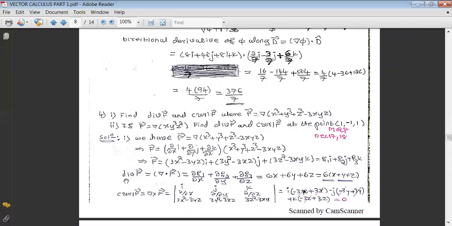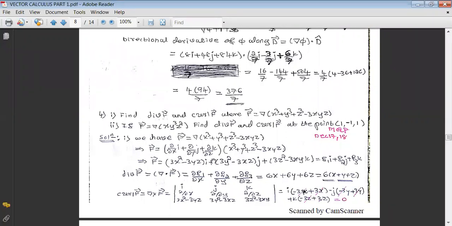Now we can find the divergence of f bar. The divergence of f bar is given by the dot product of del and f bar, that is, dou f1 with respect to x partially plus dou f2 with respect to y partially plus dou f3 with respect to z partially, and this is our f1, this is our f2 and this is our f3.